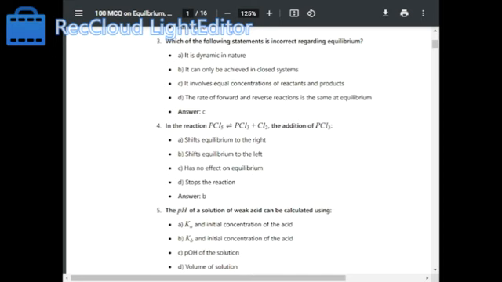Question number 4. In the reaction PCl5 is equal to PCl3 plus Cl2, the addition of PCl3: option A, shifts equilibrium to the right; B, shifts equilibrium to the left; C, has no effect on equilibrium; D, stops the reaction. In the reaction PCl5 is equal to PCl3 plus Cl2, the addition of PCl3 will shift equilibrium to the left. That is option B is correct.